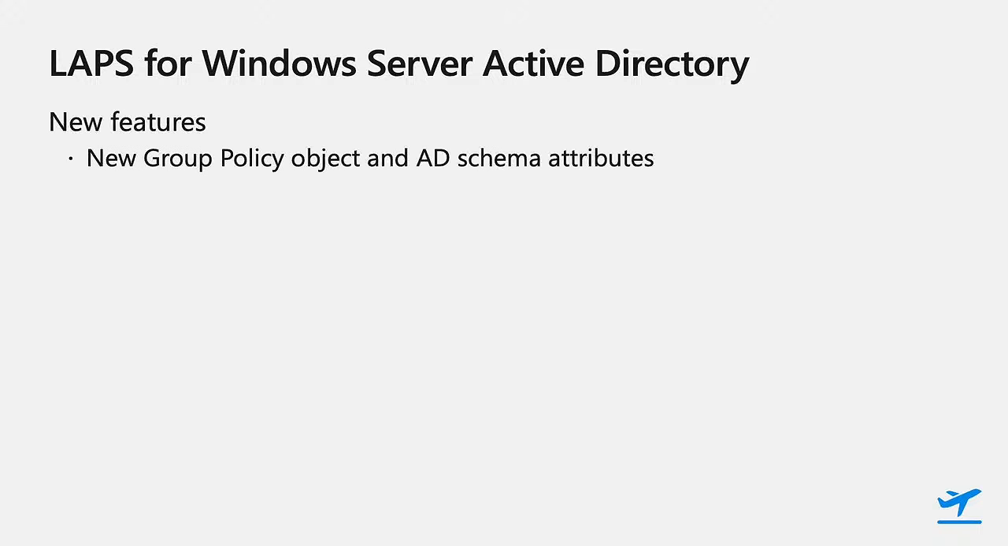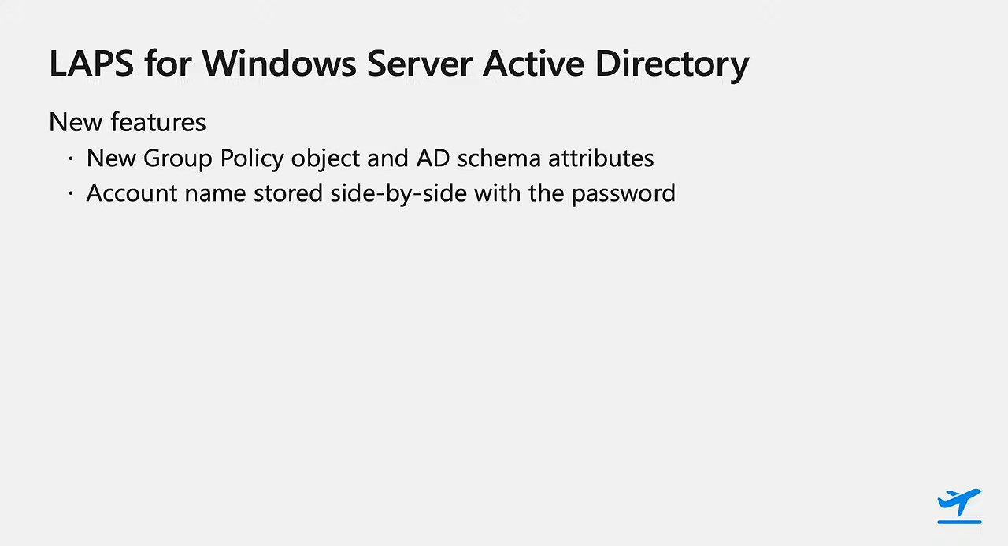As I mentioned, we've got a new group policy object and we've got new Active Directory schema attributes. You might ask, why did we need these when we already had that stuff in the legacy LAPS product? Well, quite honestly, we're adding a lot of new features to this new version of LAPS, and for various reasons, we did not want there to be any conflict, overlap, or intersection between the behavior of the new LAPS and the old legacy LAPS. We will be storing the account name side by side with the password. The old legacy LAPS product only stored the password.